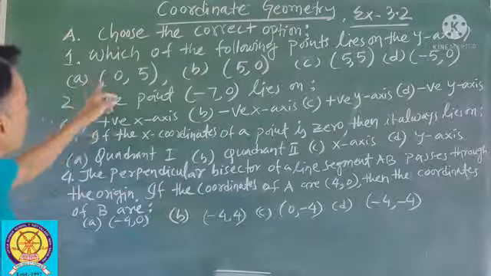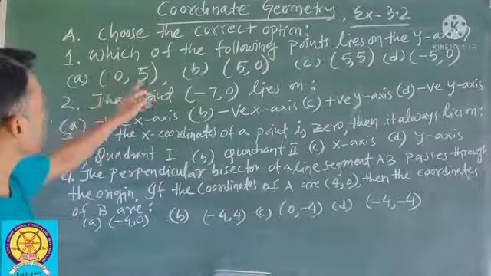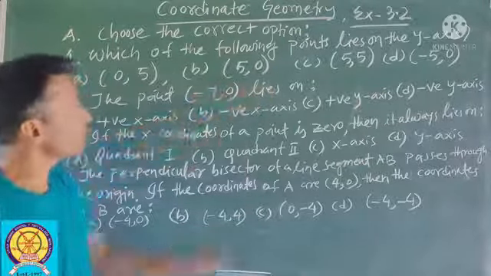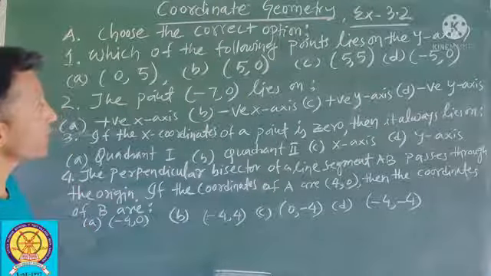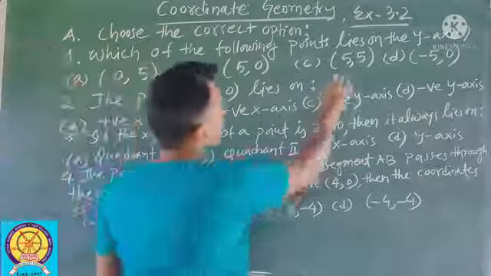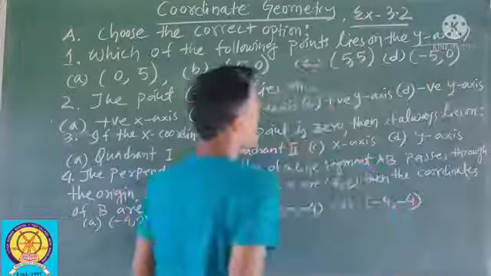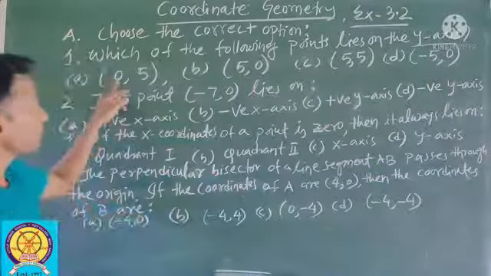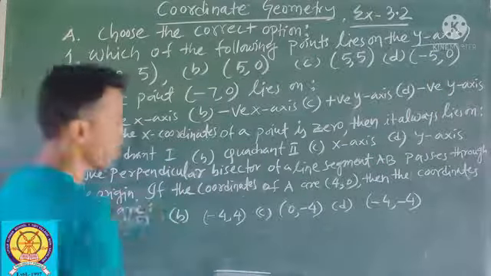To see the points, option A given (0, 5), B given (5, 0), C given (5, 5), D given (-5, 0). So first option is A. The point should lie on the y-axis. Okay. So x value is 0, y is 5.